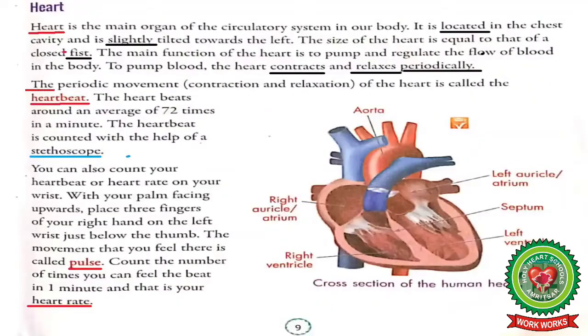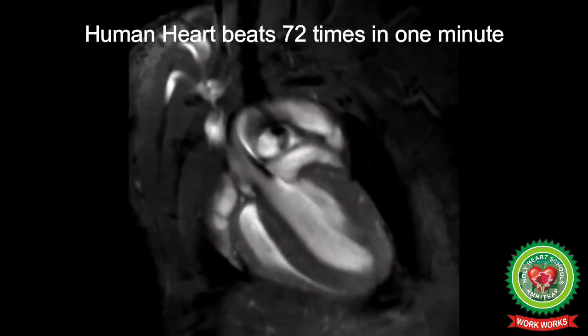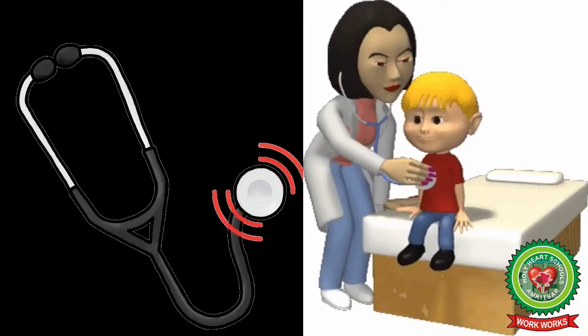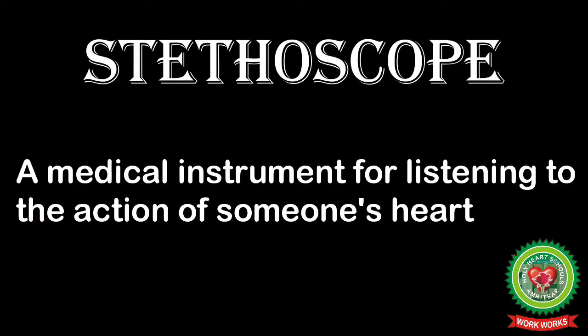So students, this periodic movement of contraction and relaxation of the heart is called heartbeat. The heart beats around an average of 72 times in a minute. That is, in 1 minute, heart beats 72 times. And it is counted with the help of a stethoscope. Now, what is stethoscope? A medical instrument for listening to the action of someone's heart.